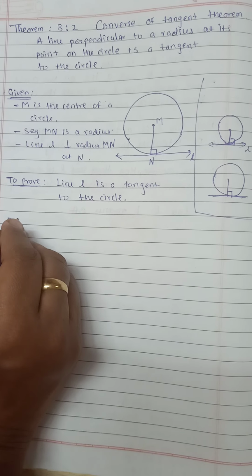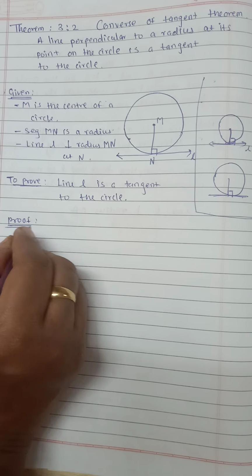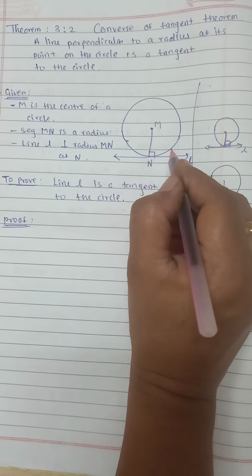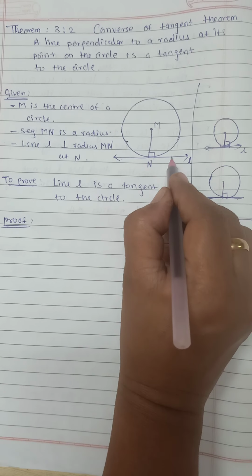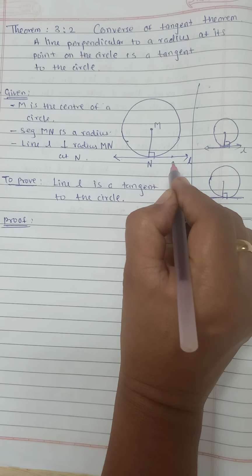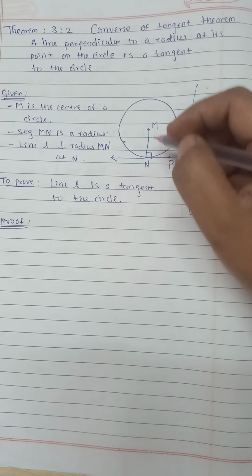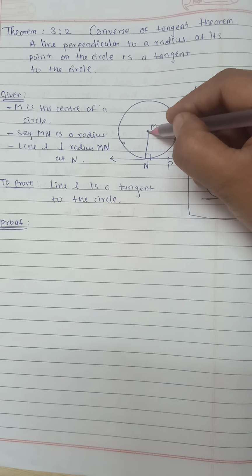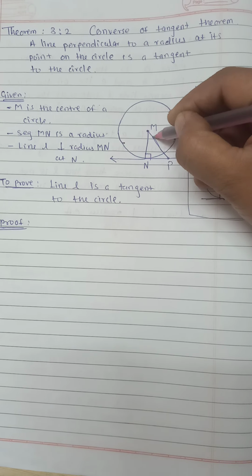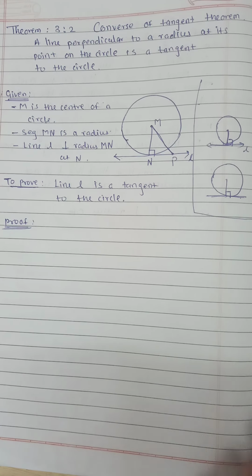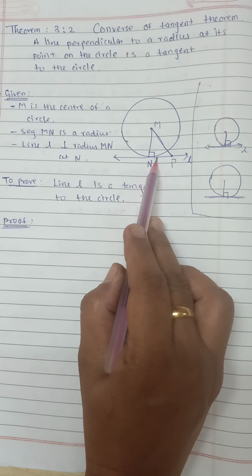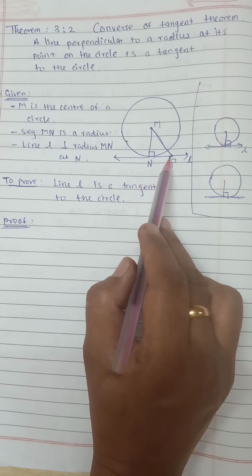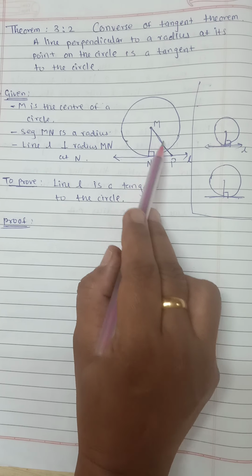Now start the proof. Take any point P other than N on the line L. So I'm taking this point P here. Now I will draw seg MP. So this is the seg MP. Now when we consider this triangle, this is 90 degrees, so this is a right angle triangle, and MP is a hypotenuse.